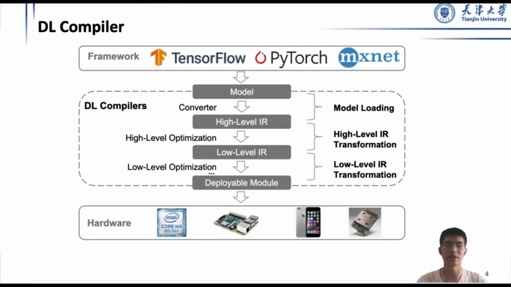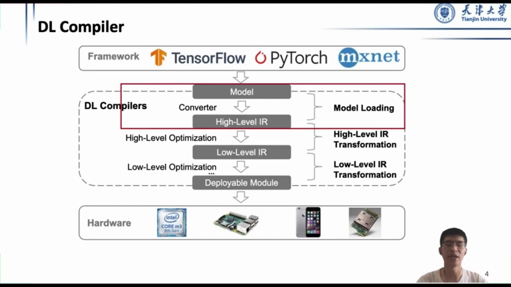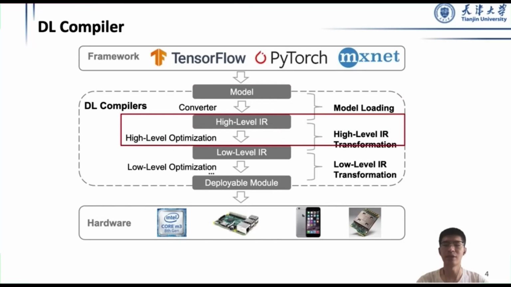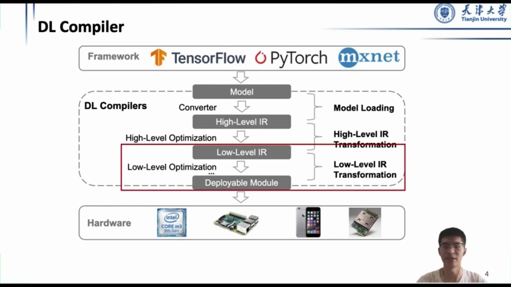This is the architecture of deep learning compilers. Specifically, in the model loading stage, the DL compiler loads a DL model programmed on a DL framework and transforms it into high-level IR. In the high-level IR transformation stage, hardware-independent optimizations are conducted on high-level IR to reduce redundancy and improve efficiency. In the low-level IR transformation stage, high-level IR is converted to low-level IR, which is sufficiently fine-grained to capture hardware characteristics. The transformation also involves hardware-specific optimizations on the low-level IR. Finally, the optimized low-level IR is compiled to generate code deployed on the specific hardware.